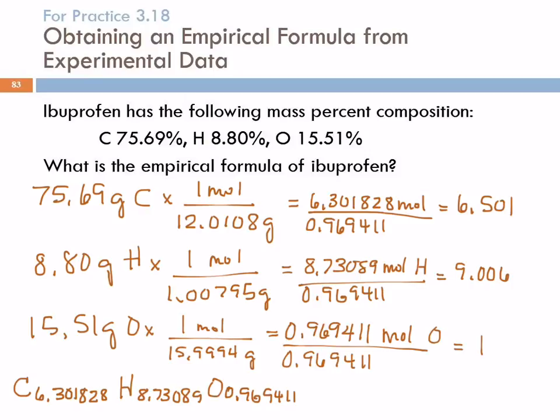Can I round that to 7? No. It needs to be within 0.1. So if it was 6.08, sure, you can round it to 6. If it was 6.9, I could round it to 7. But this is right in the middle.